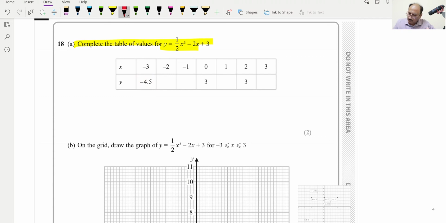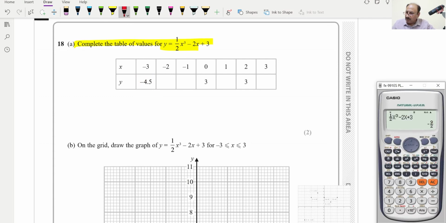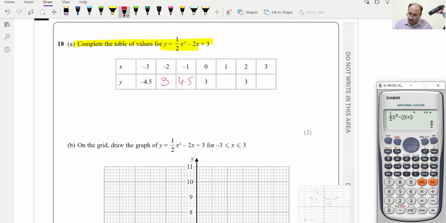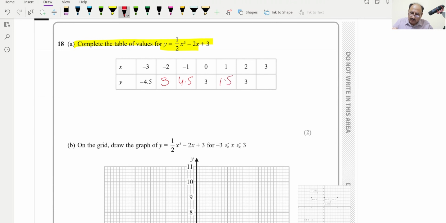Now we can check for the next values. Calculate for -2, and this will be equal to 3. So our answer will be 3. Next, calculate for -1, and this is equal to 9/2, which is 4.5. Then calculate for 0 also we can check, this should give 3. This is 3. Now next is calculate for 1, and this is equal to 3/2, which is 1.5. So we can write here 1.5.